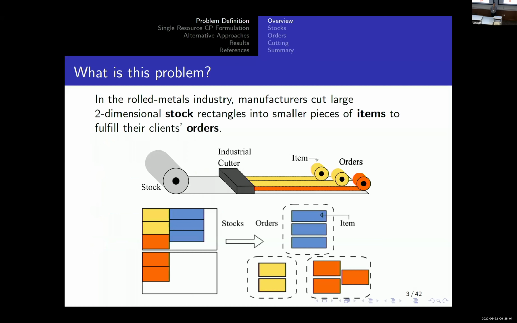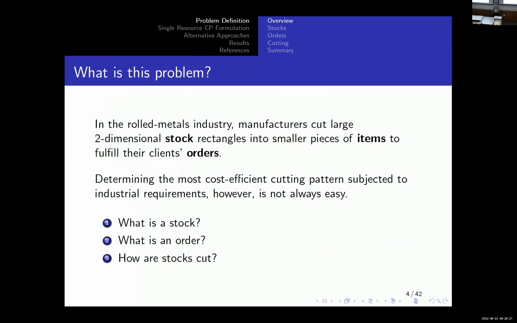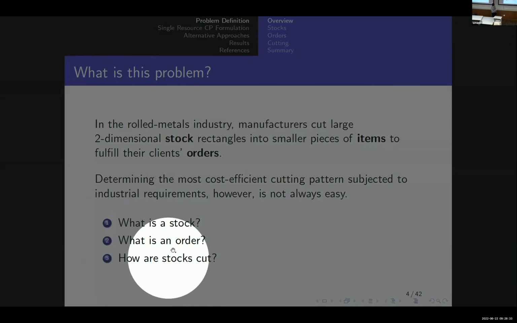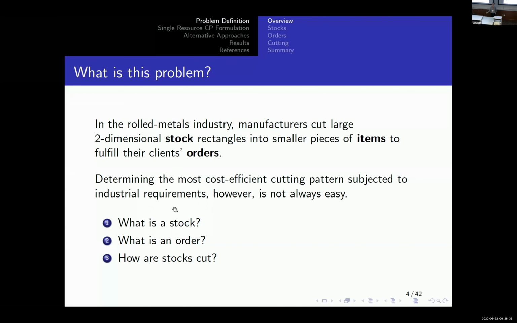Well, our problem lies in the rolled metal industry, where manufacturers need to cut large cylindrical coils of stock material, for example aluminum or paper, into smaller coils, so that they can fulfill client orders. And abstracting away from this industrial application, what we have here is a two-dimensional cutting stock problem with industry-specific requirements. Specifically, we can break down the requirements into 3 main components: those related to stocks, those related to orders, and those related to the cutting process. In the next couple of slides, I'll go over them one by one.